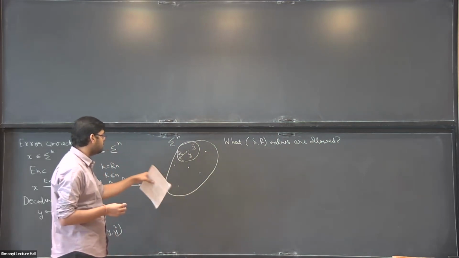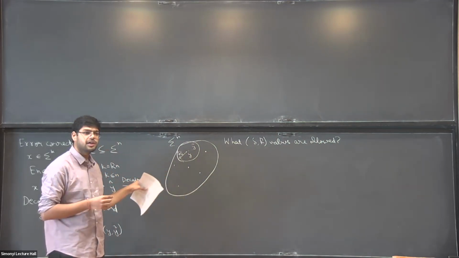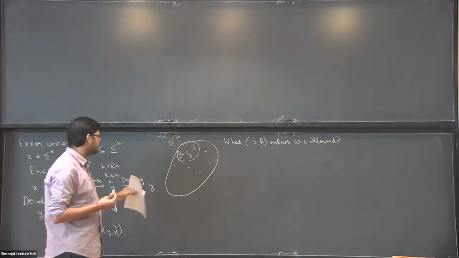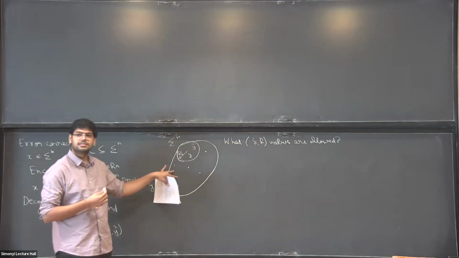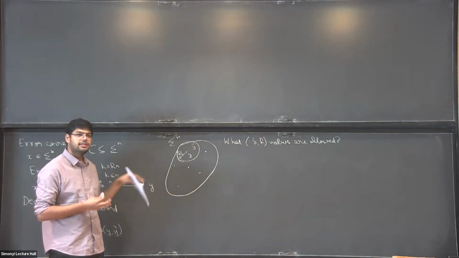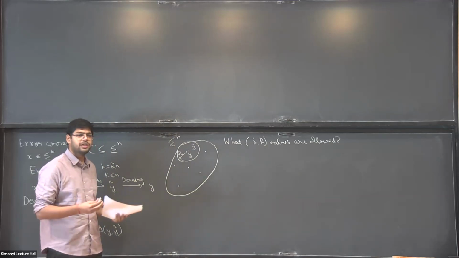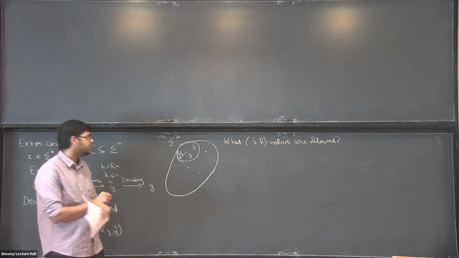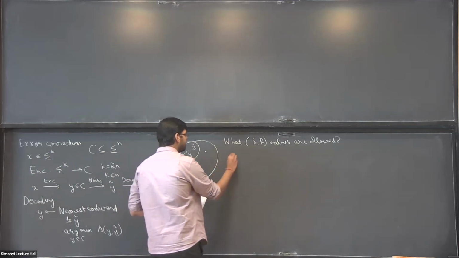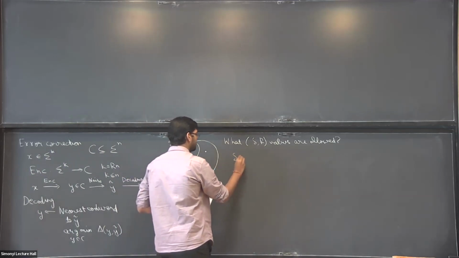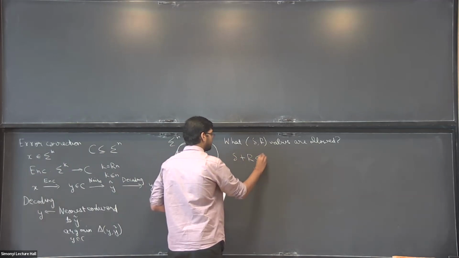There is some trade-off, like tension between these two parameters, the distance and rate, because as we increase the rate, this set becomes denser and denser, and then it becomes impossible to maintain the well-separatedness property. So the most intuitive, most basic trade-off of this form is called the Singleton bound.